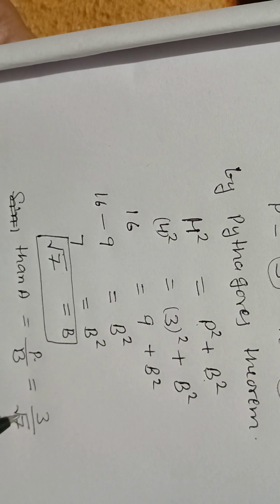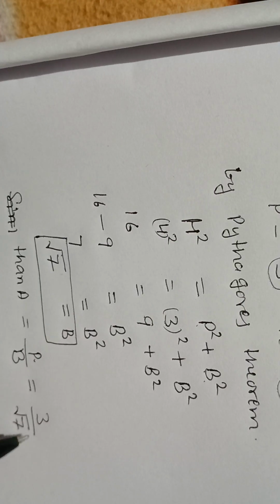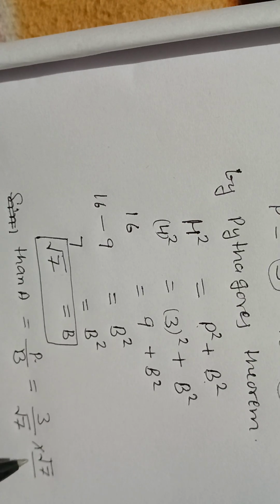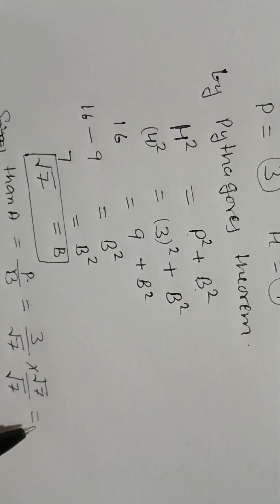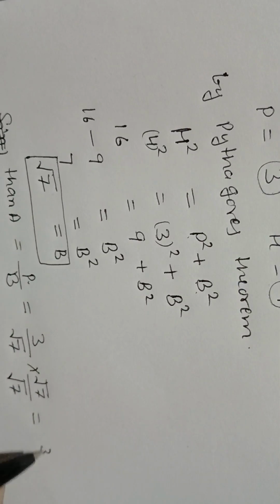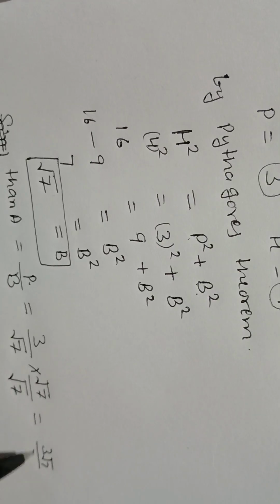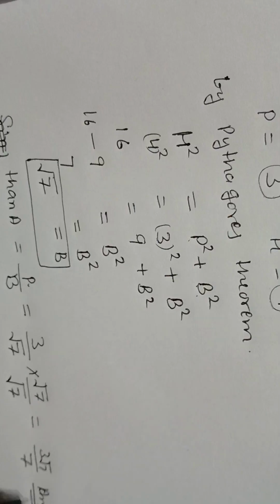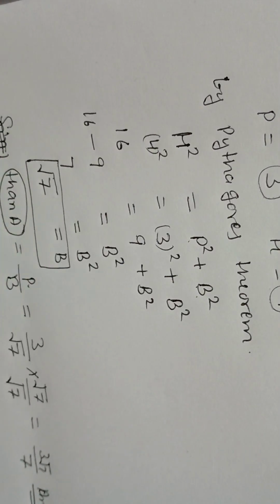But root should not be in the denominator. So we rationalize the denominator by multiplying with root 7 above and with below. So it will be 3 root 7 upon 7. So students, this is our answer for the value of tan A.